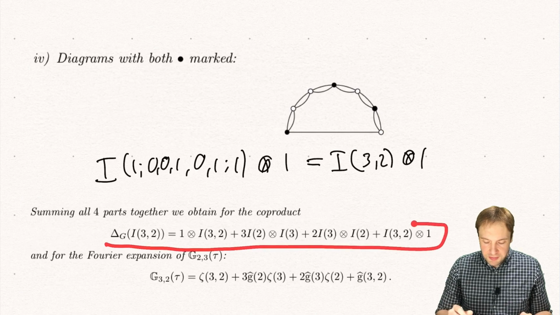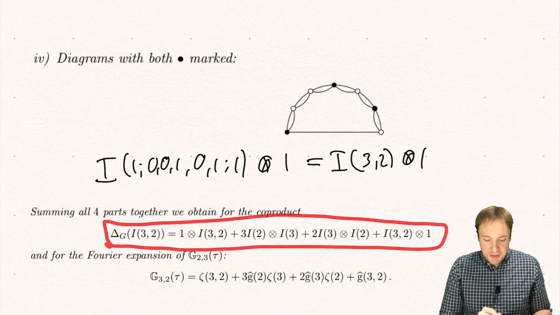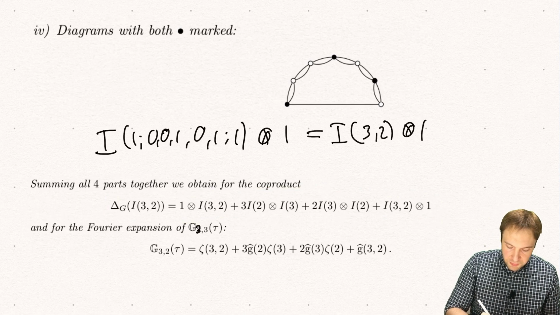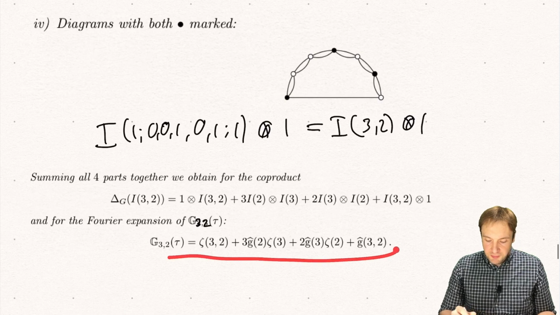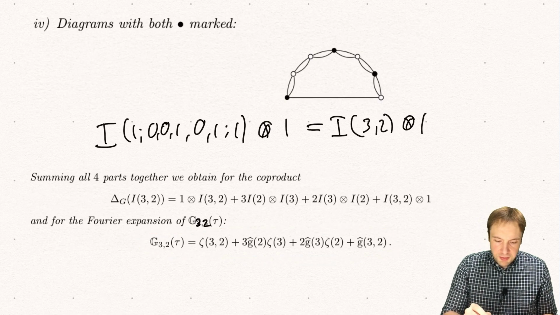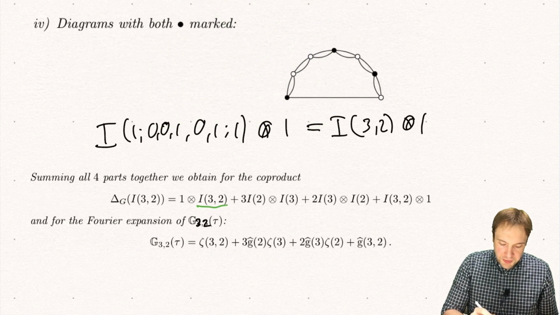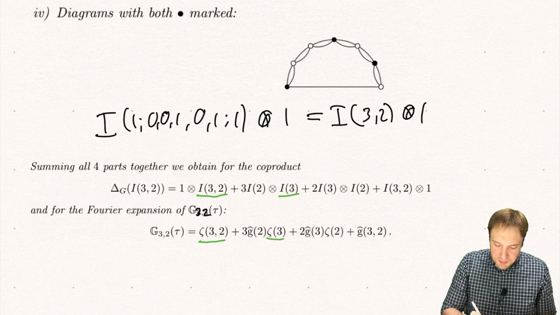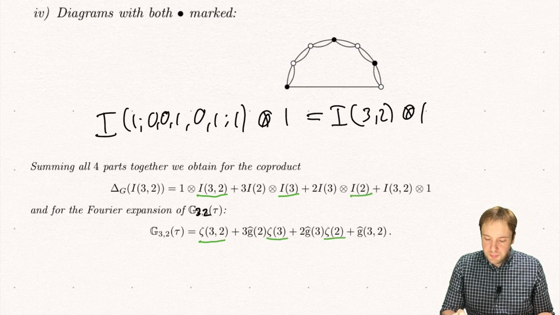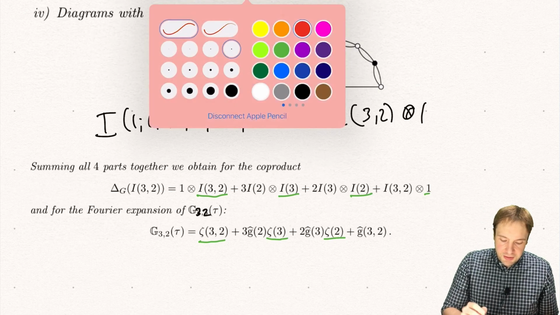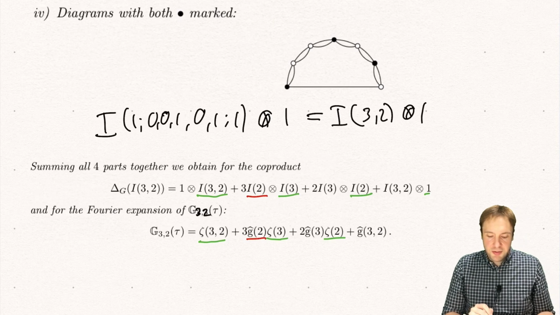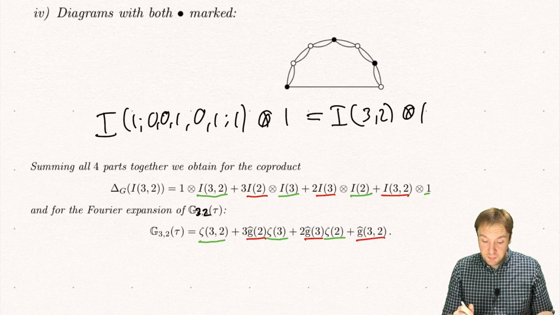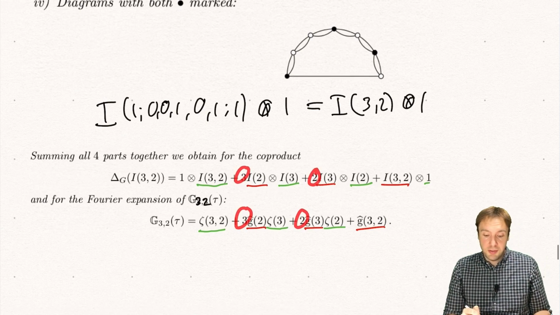So the coproduct we just calculated is exactly this formula here. And now we can compare this formula to our Fourier expansion of the double Eisenstein series G32. And we see that if we compare them, then they look quite similar. So here, if you look at the right-hand side, I32 appears as zeta 3 2, and I 3 appears as zeta 3, and I 2 appears as zeta 2, and 1 appears as 1. And on the left-hand side, I 2 appears as g hat 2, and I 3 appears as g hat 3, and I 3 2 appears as g hat 3 2, and the coefficients here are exactly the same, so this 3. And this too.